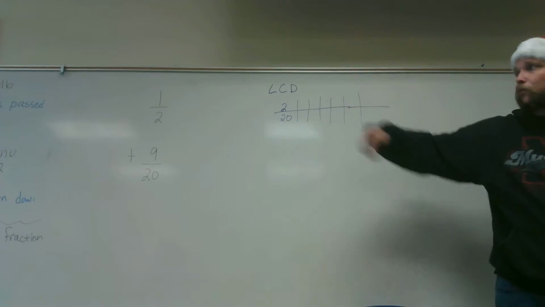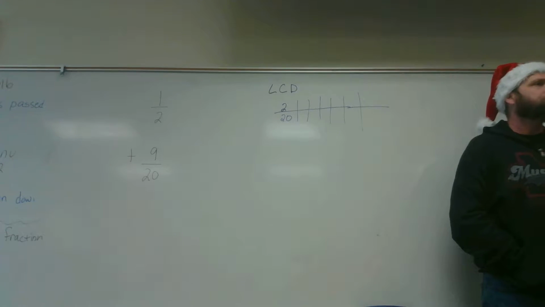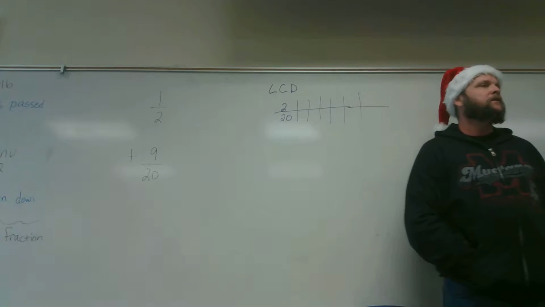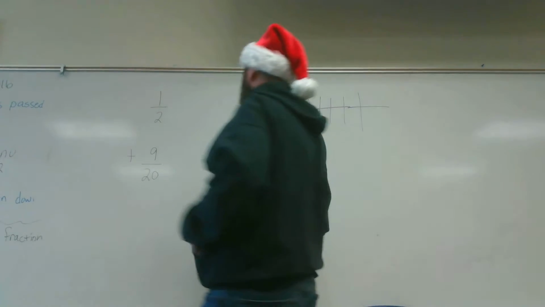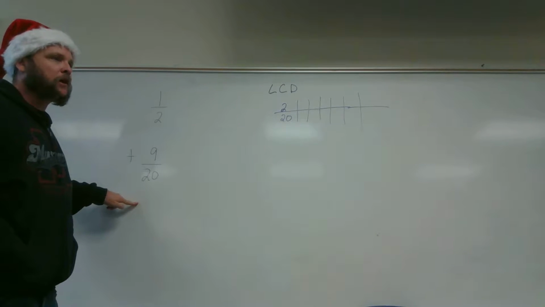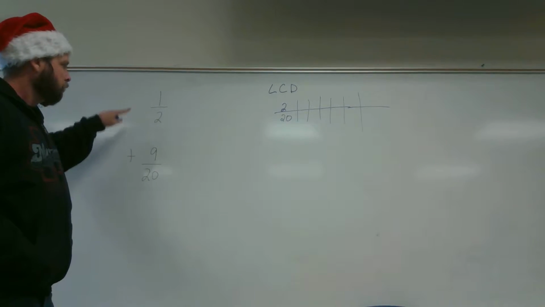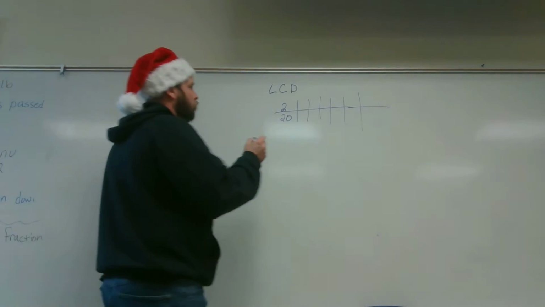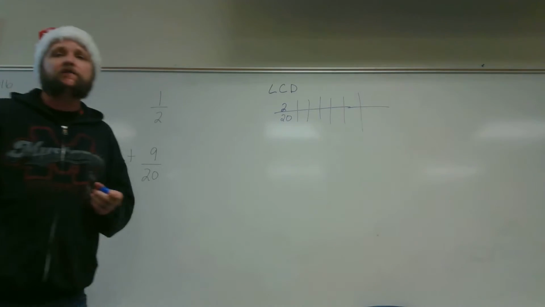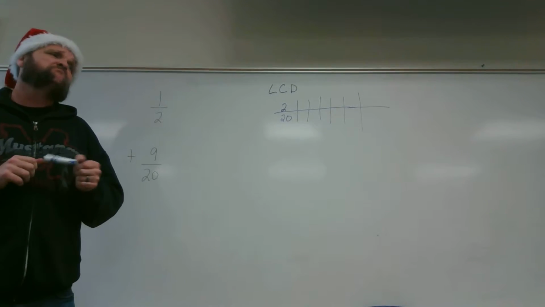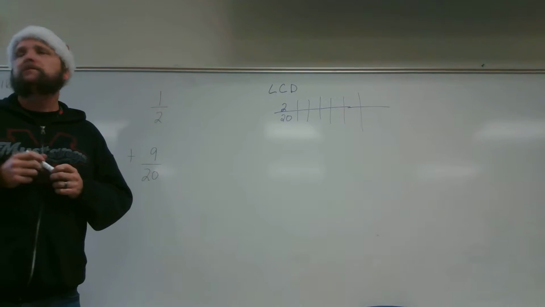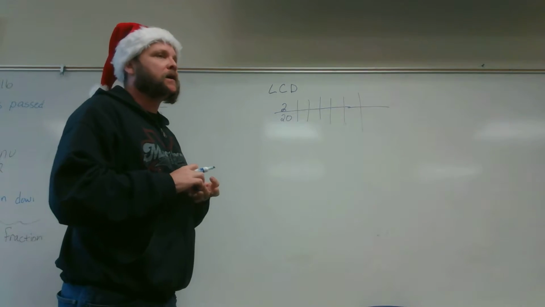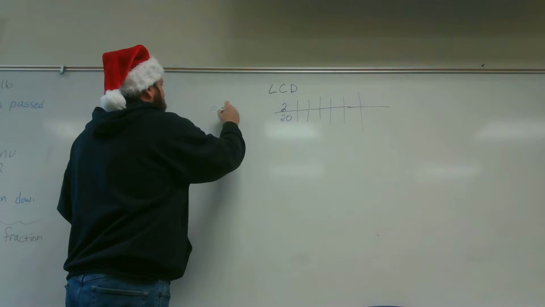Jocelyn, can I add 1/2 and 9/10 the way it's currently written? No. Why not? They don't have the same denominator. So if I take my two denominators, 2 and 20, and list my multiples of 2 and my multiples of 20, if you use your multiplication chart, which most of you didn't, is 20 a multiple of 2? Yes. 20 is going to be my common denominator.